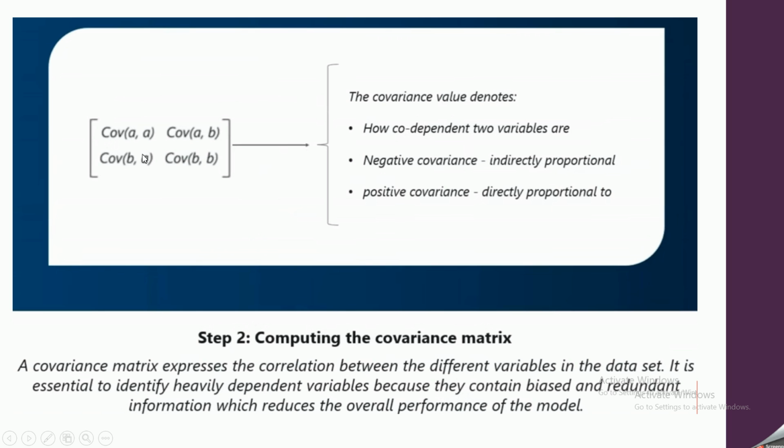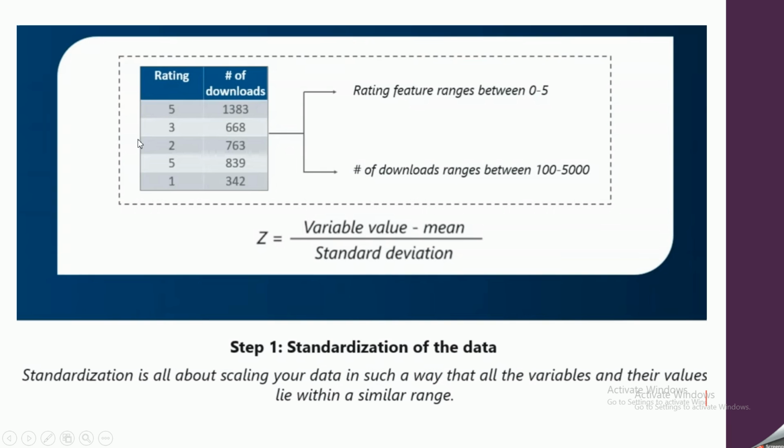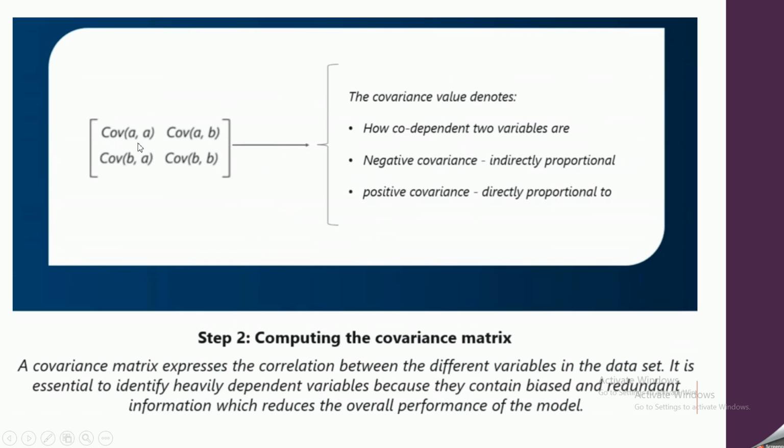So this is your covariance matrix for your two features. So if I'm considering two features over here, then it is covariance of A comma A, covariance of A comma B, covariance of B comma A, and covariance of B comma B, which is a 2 cross 2 matrix. And this matrix denotes how codependent two variables are. So if you are getting a negative value of covariance, it indicates that the variables are indirectly proportional, and if you are getting a positive value of covariance, it indicates that they are directly proportional.